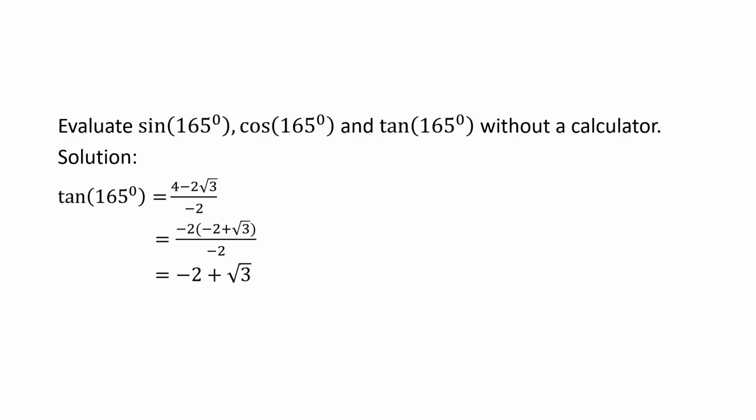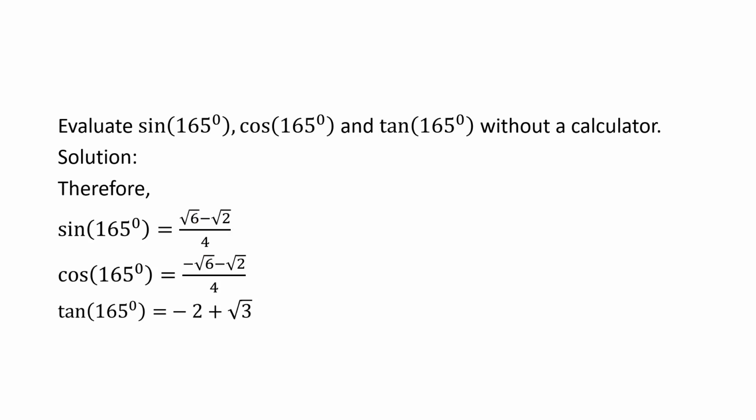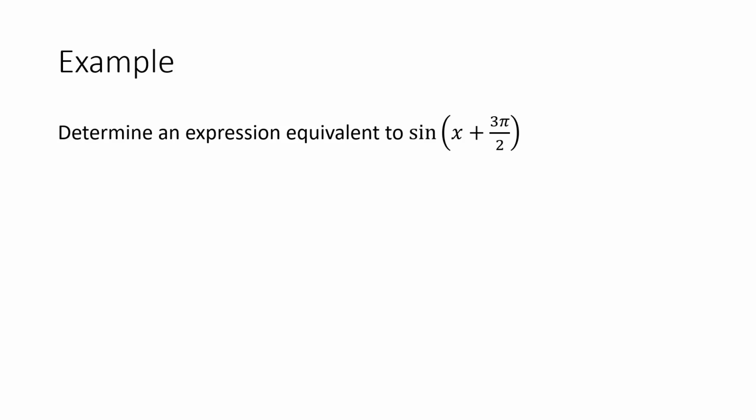So when we simplify that, we get 4 minus 2 root 3 over negative 2. We can factor negative 2 out of the numerator, and we already have a factor of that in the denominator. So these negative 2's cancel out, and we're left with the tan of 165 equaling negative 2 plus root 3. That's what we got using method 1. So really, it's up to you which method you use. And now we've got answers for the sine, cos, and tan of 165 degrees, all with rational denominators.